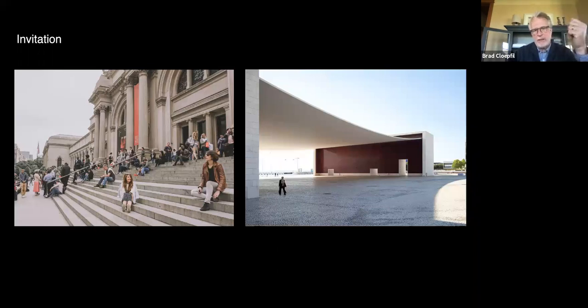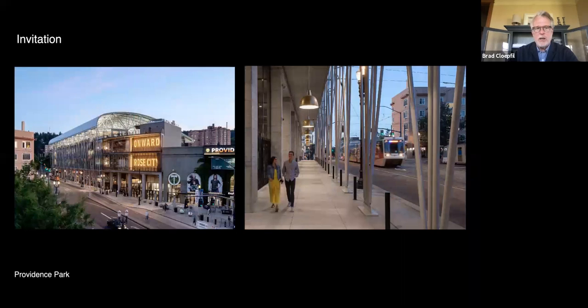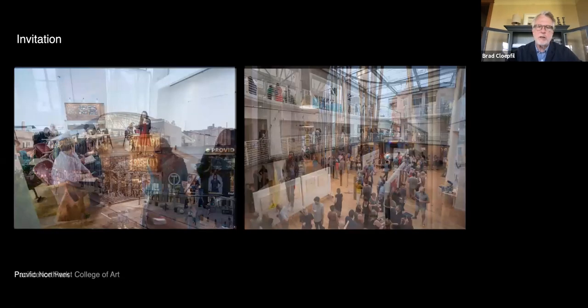I mean, the Met steps couldn't be a more beautiful, wonderful civic space, public realm, in the form of an invitation, and yet other ones, because of their scale and character, become daunting and exclusive. So how does one do this? And we'll talk about Providence Park. It's a ballpark that requires an entrance fee, requires sort of joining a club, if you will, and how does it engage the public and feel a part of the city?